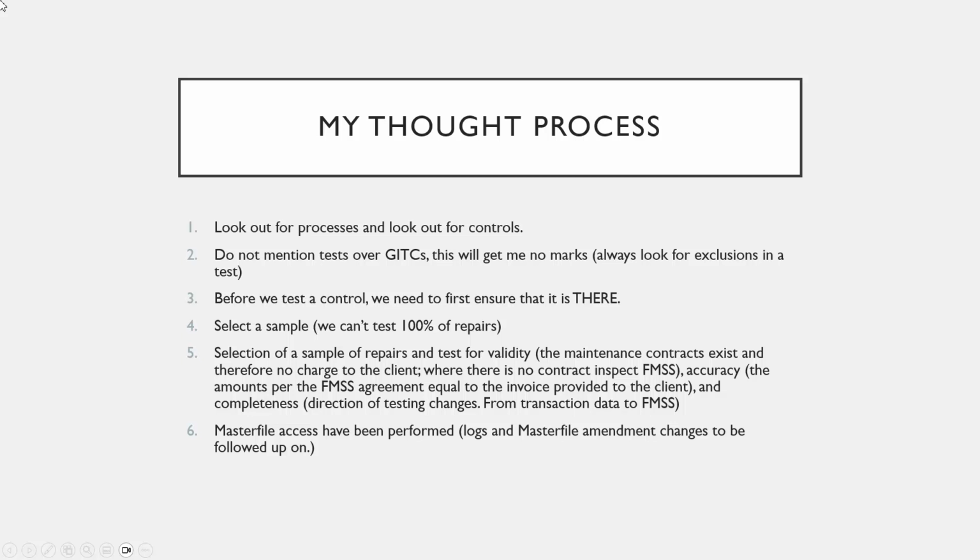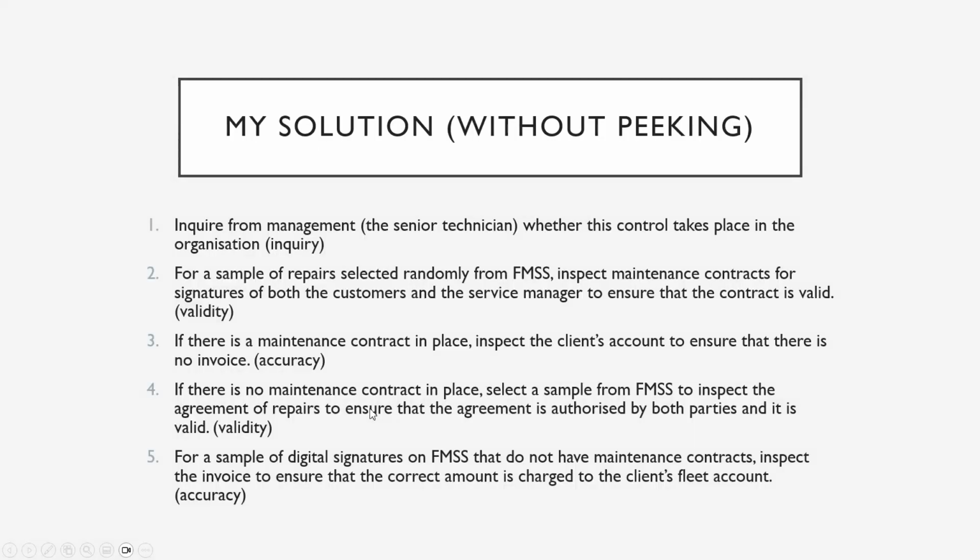And completeness. As I said, the direction of testing changes. From the transaction data, select a bunch of invoices and inspect those invoices, trace them to FMSS to ensure that they have been recorded, that they have been allocated correctly. And then master file access. As we speak about master file access, look at the logs, assess the master file amendment, and follow up on any master file amendments. That's basically our audit procedures, and that's how we get full marks.